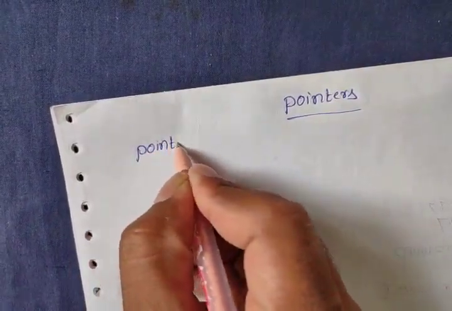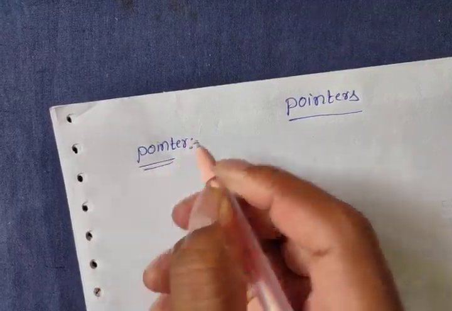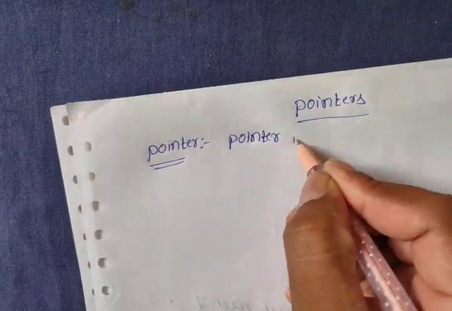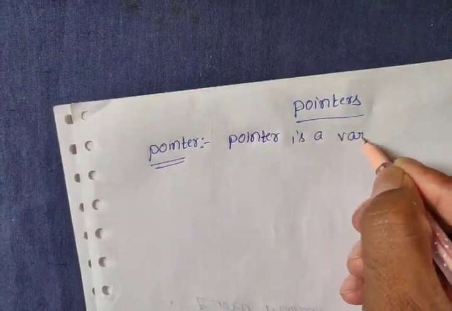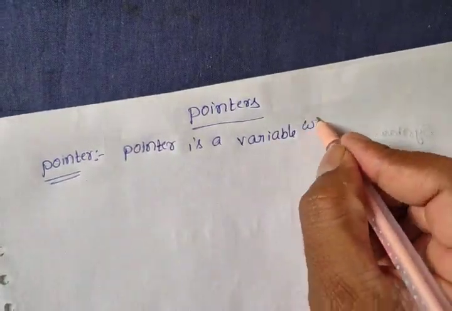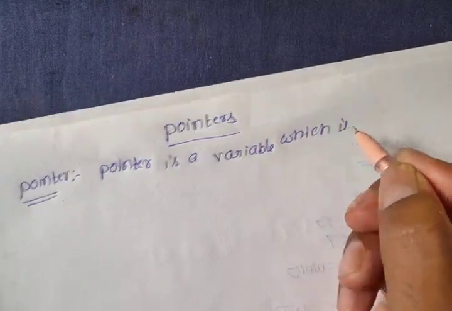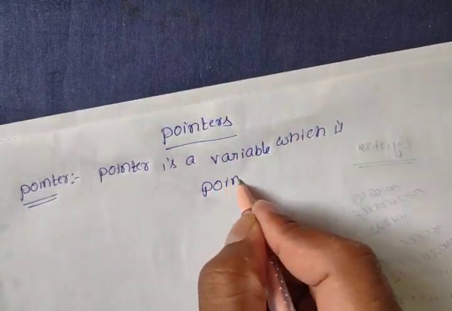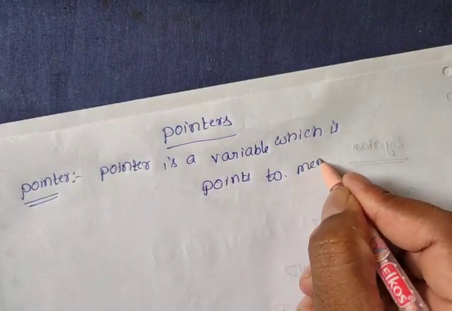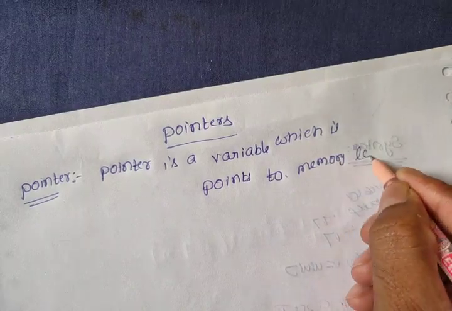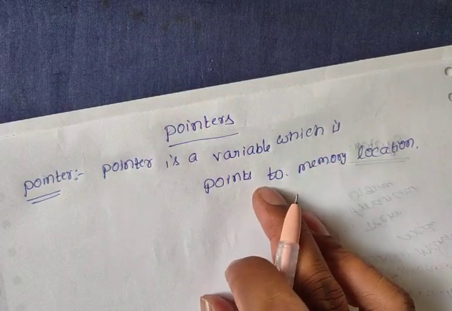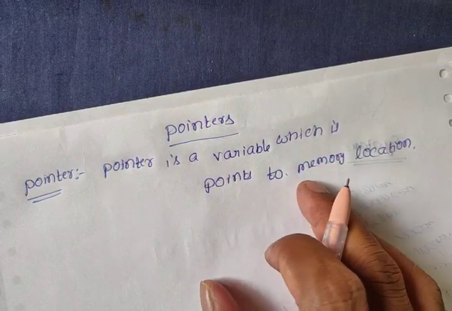A pointer is a variable. Pointer is one type of variable which points to a memory location. Pointer is a variable which points to a memory location.